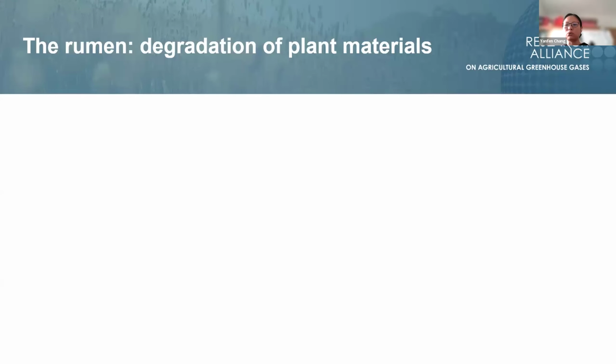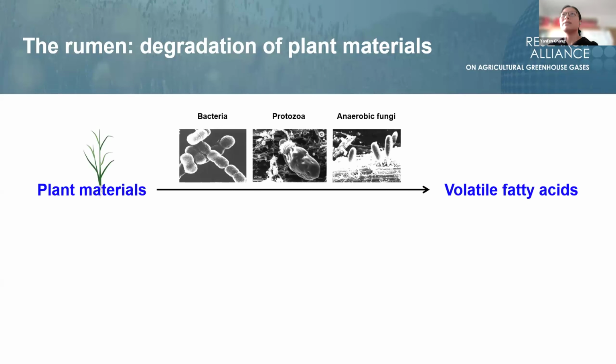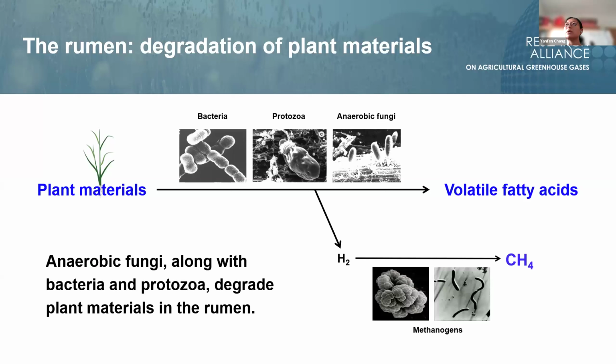We know that in the rumen, the most important function is to degrade the plant materials that the animals have ingested. During the process of plant degradation, bacteria, protozoa, and anaerobic fungi degrade these plant materials to volatile fatty acids. Anaerobic fungi are famous for their ability to convert large particles to small ones, and at the same time, they produce large amounts of hydrogen. This hydrogen can then be utilized by methanogens to produce methane.